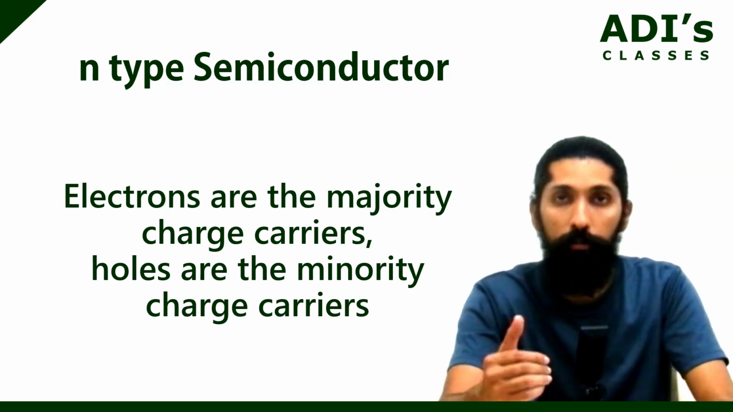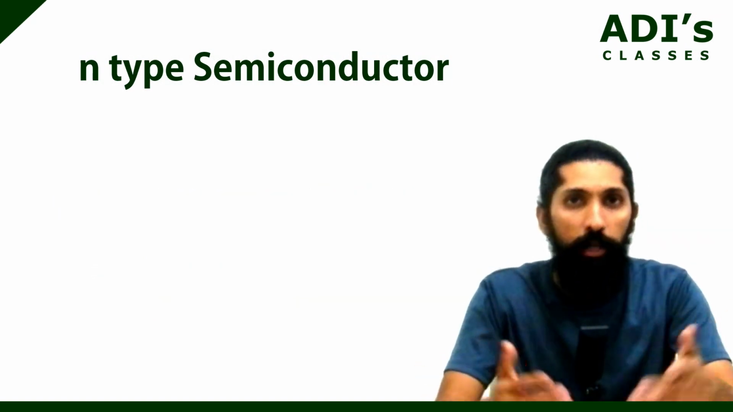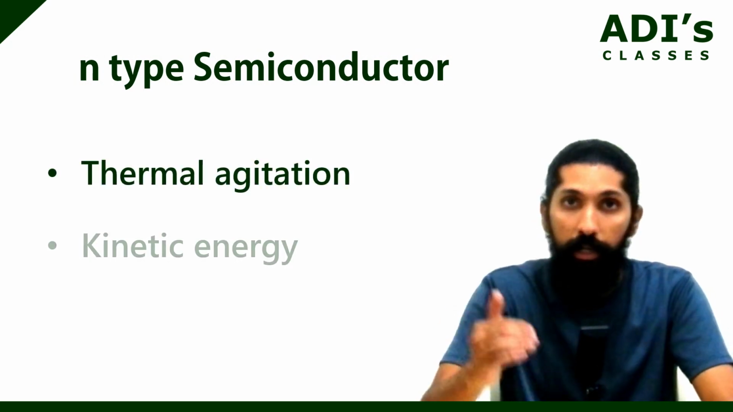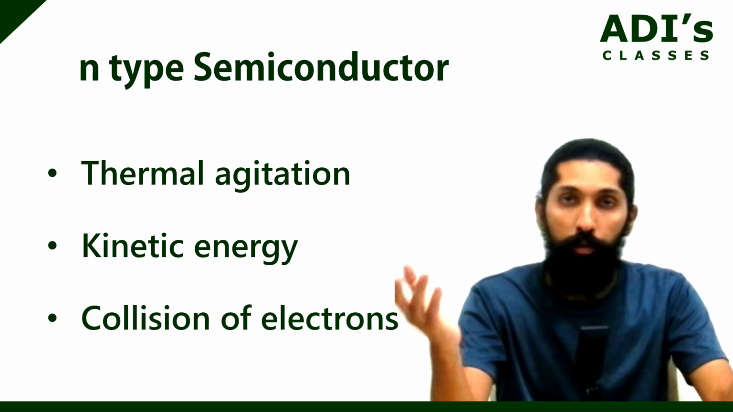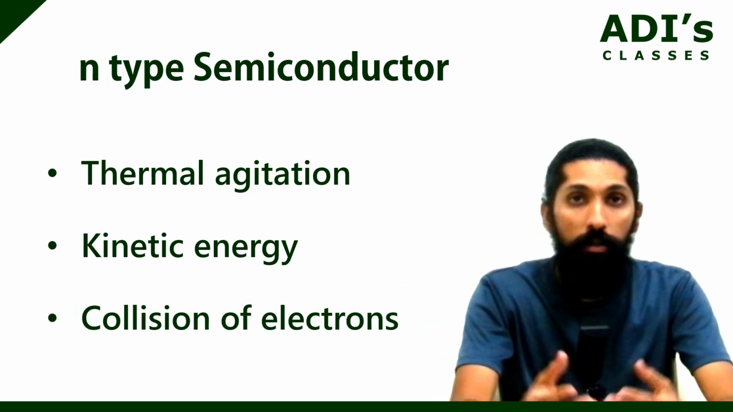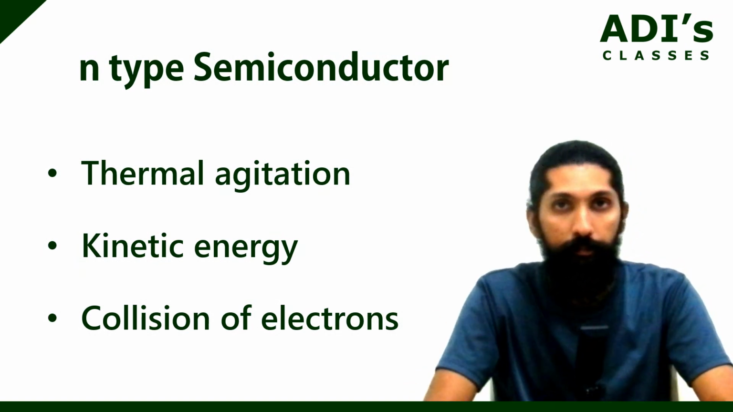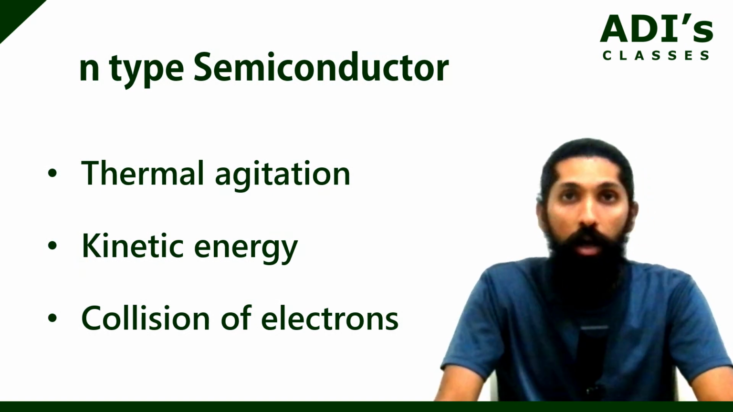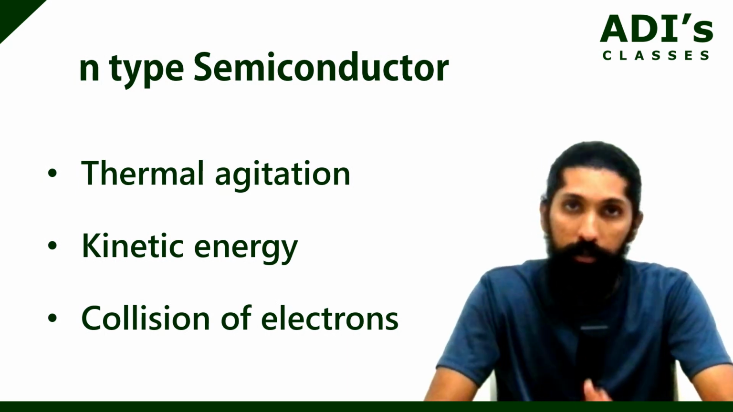Just because you have more electrons doesn't mean there are no holes, because there are other factors which cause the movement of electrons and holes. One could be thermal agitation, or the kinetic energy itself. Third, an electron can collide with another electron and both of them can scatter. There is a vacancy. So there are many ways holes can be created. So you do have holes, but the majority is electrons and the minority is holes. This is what we call an N-type semiconductor.